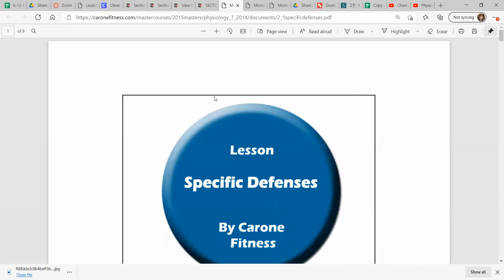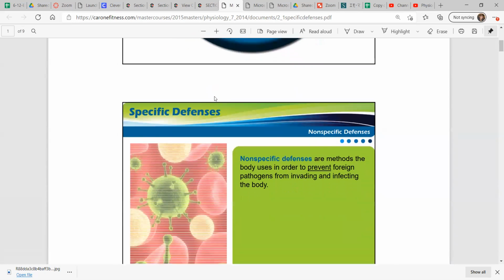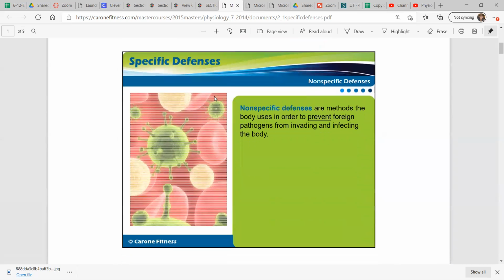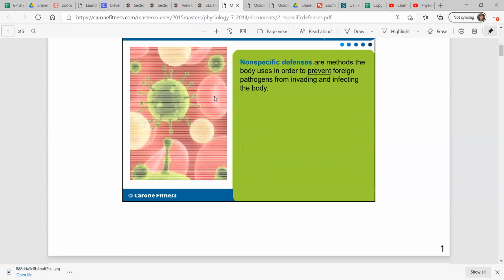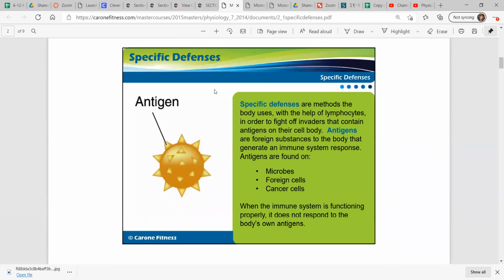Specific first line of defense, and then if the invaders get past, we kick in these specific defenses. Non-specific defenses prevent pathogens from invading and infecting the body, but then once they're inside, specific defenses kick in, and with the help of lymphocytes, they fight off invaders that contain antigens on their cell body. And antigens are foreign substances to the body that generate an immune system response.